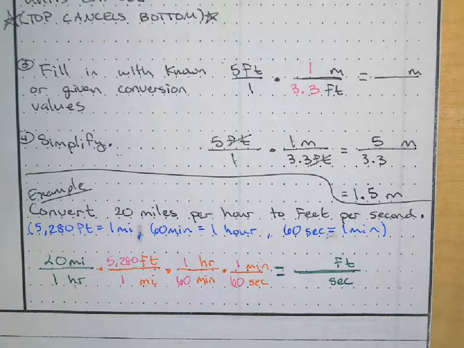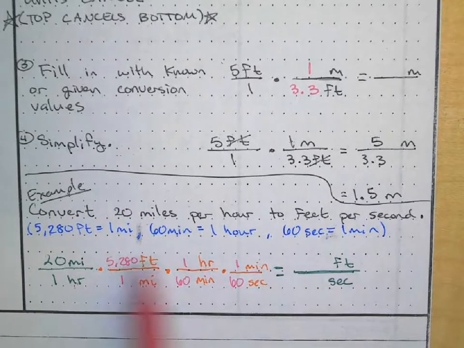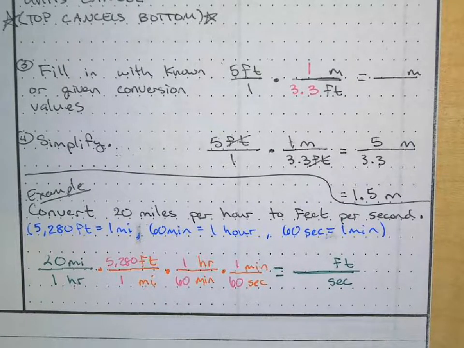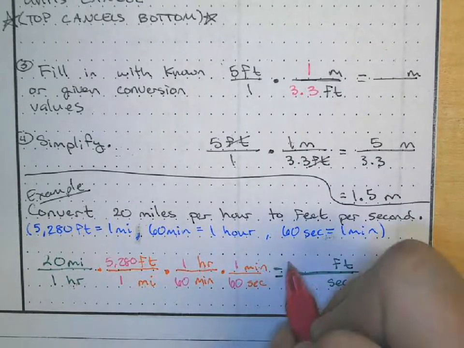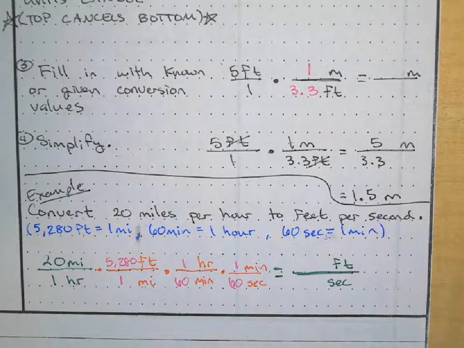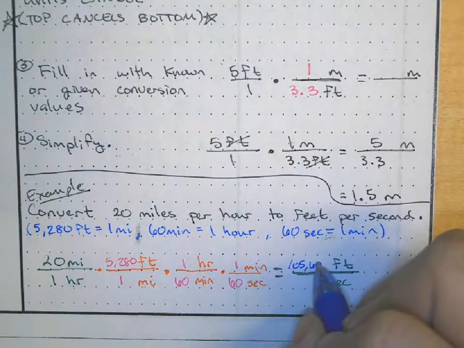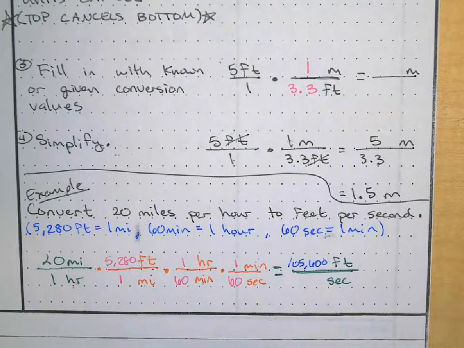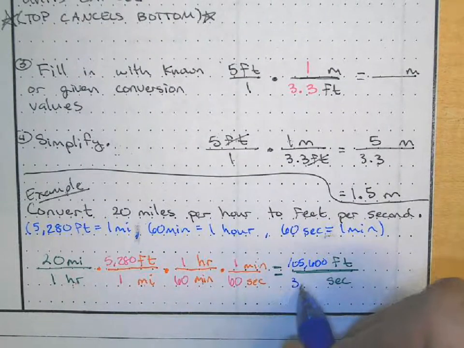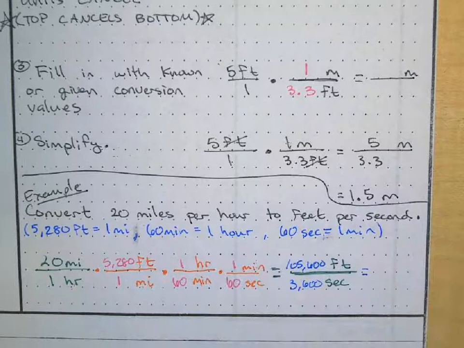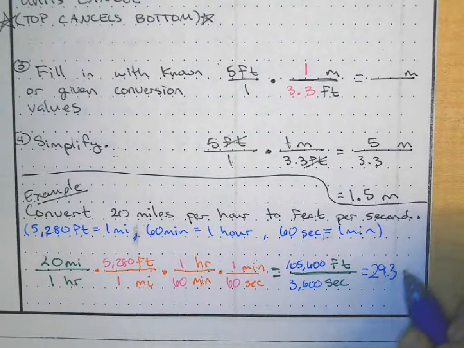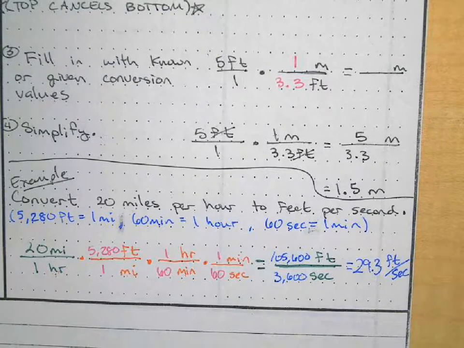Now that we have everything set up, we can simplify, multiplying across the top and across the bottom. I'm going to use my handy dandy calculator to do this. And when I do so, multiplying the 20 times 5,280, I get 105,600. Remember, I'm using a calculator to do this. And when I do 60 times 60, I'm getting 3,600. I'll use my calculator one last time to do my division. And what this will equal is 29.3 feet per second.